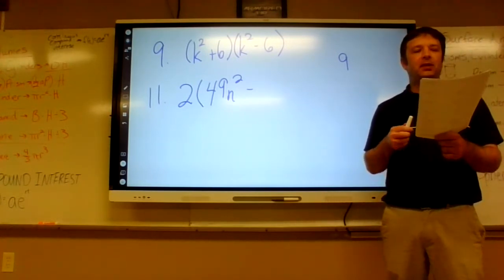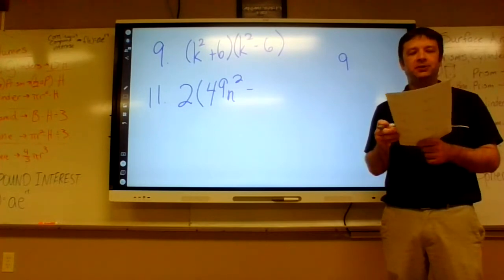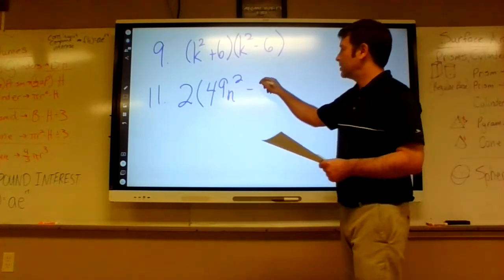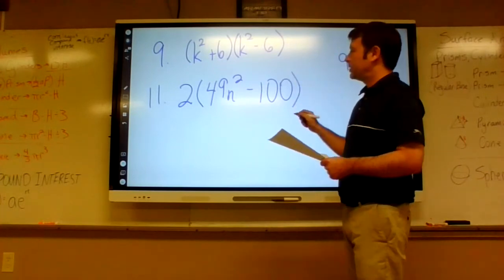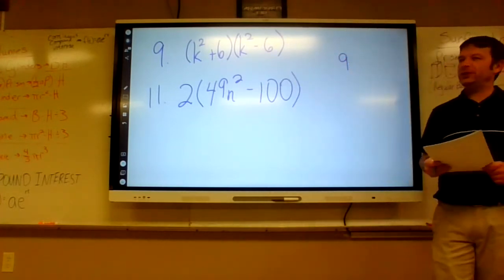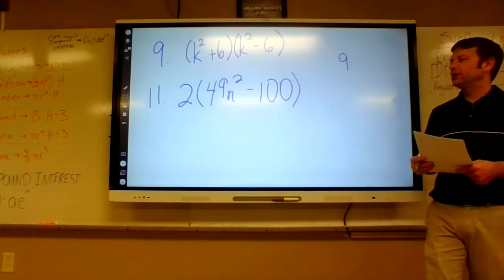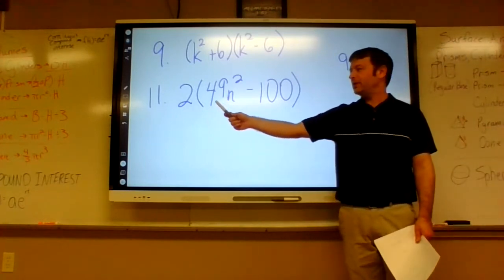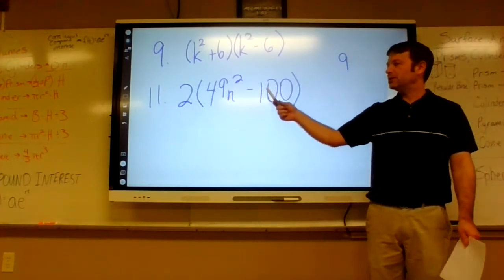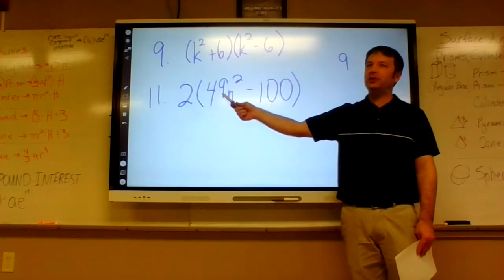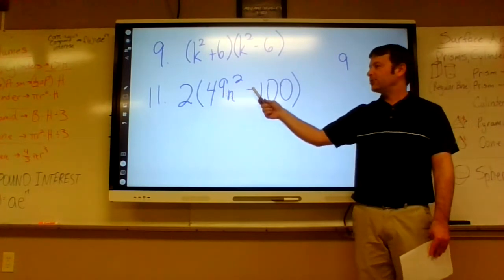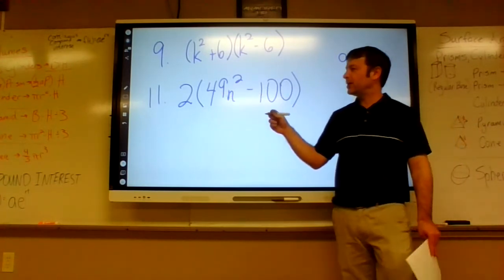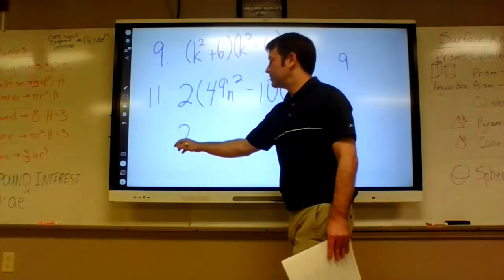Okay, 200 divided by 2 is what? 100. Can we do anything else? Look at the parentheses now. What do I have in here? It's a square minus a square, right? Because what squared equals 49? 7. And what squared equals 100? 10. A square minus a square, right? Okay, so we need to do something else.